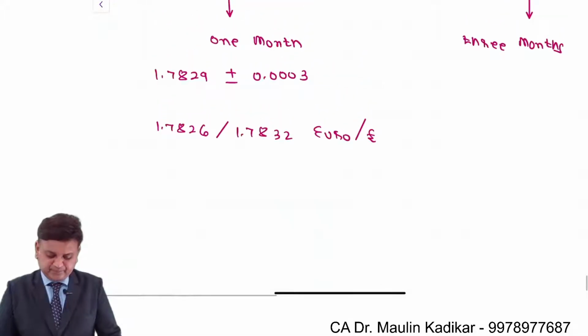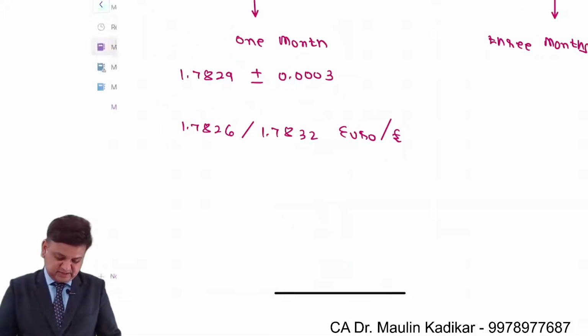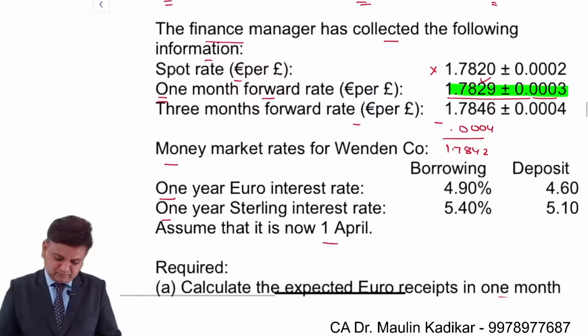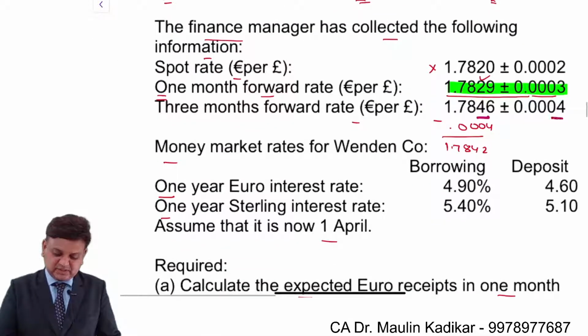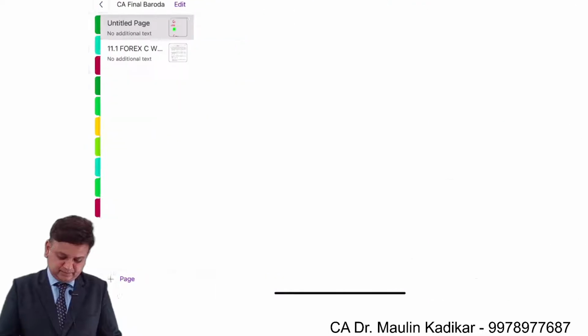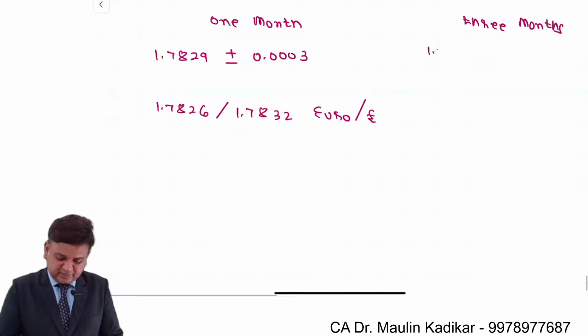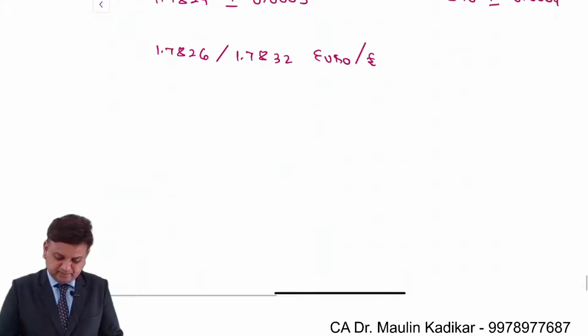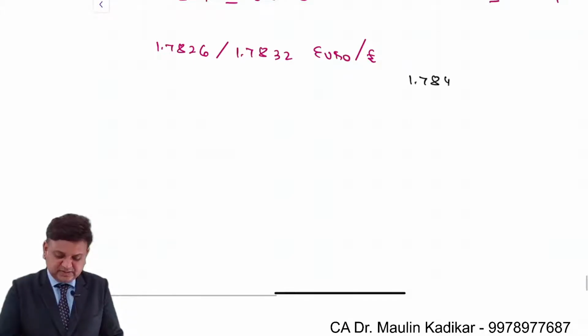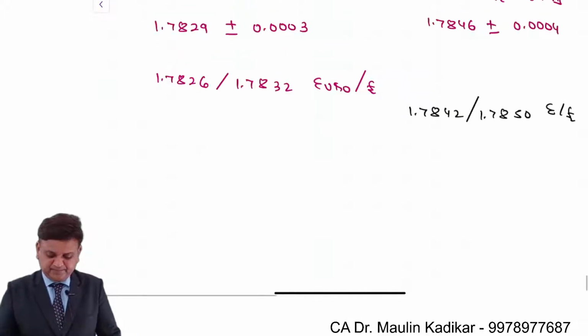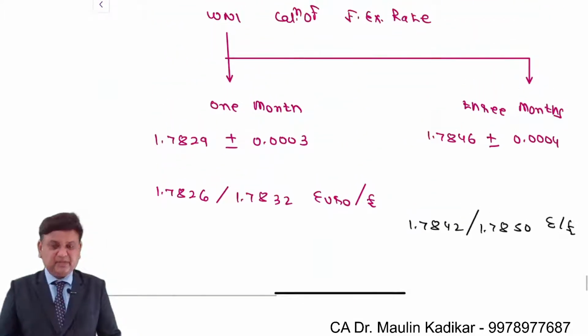Similarly, for 3 months, it is 1.7846 plus or minus 0.0004. So 1.7842 slash 1.7850. It is again euro per pound. This is the way we find the forward exchange rate.